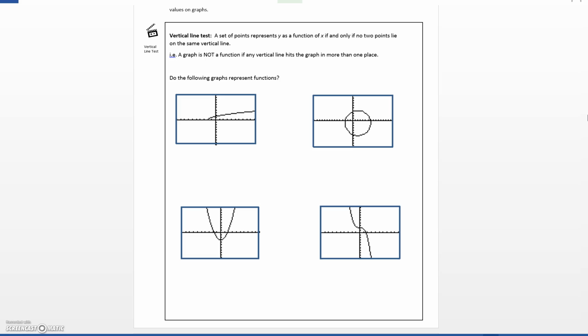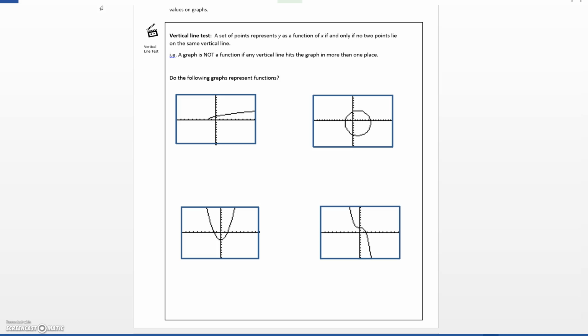The vertical line test says a set of points represents y as a function of x if and only if no two points lie on the same vertical line. So what that really means is a graph is not a function if any vertical line hits it in more than one place. So if we can draw any vertical line that would hit the graph more than once, it's not a function. We want to look at these four graphs and decide, are they a function?